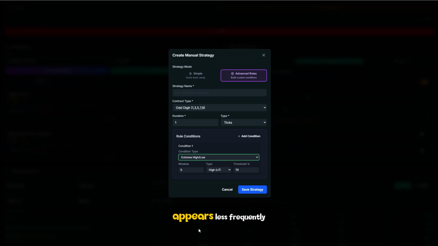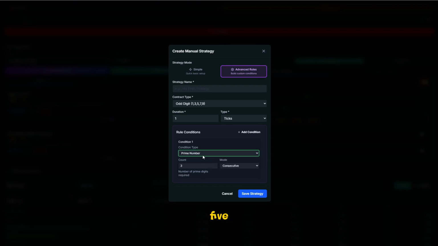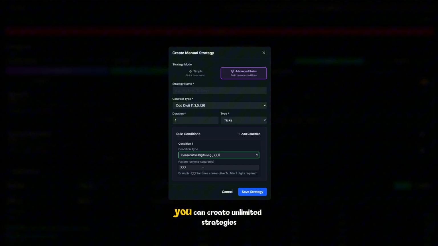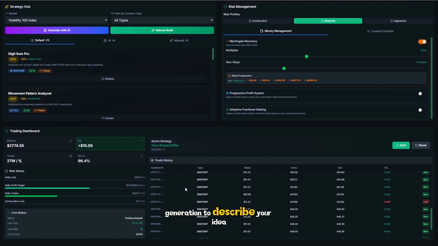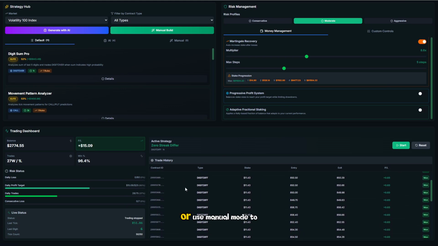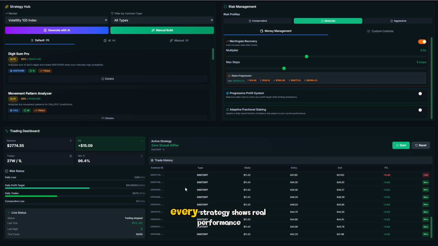When digit 5 appears less frequently, the analysis shows high probability of a different digit appearing, so it trades digit diff 5. And here's the key, you can create unlimited strategies like this. Use AI generation to describe your idea in plain English, or use manual mode to build custom strategies with complete control. Every strategy shows real performance stats from testing.